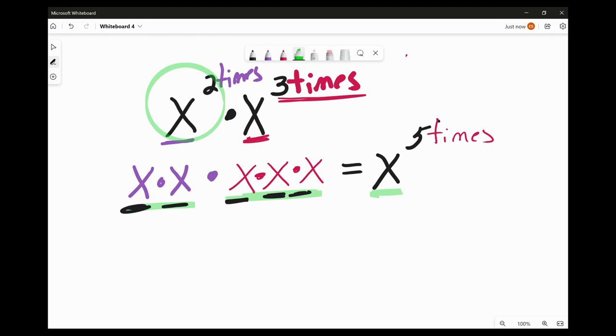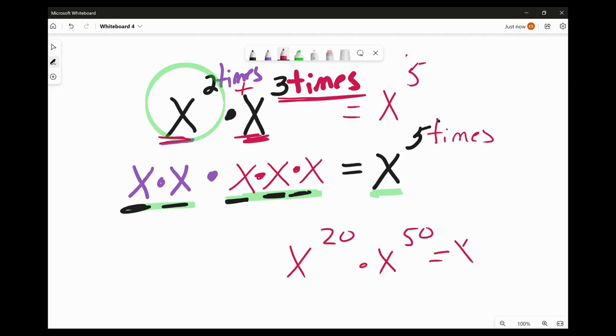Now, if you wanted to, you could follow the rule, and the rule is when you multiply with the same base, all you do is add the exponents. So x to the 5th power. If I had x to the 20th power times x to the 50th power, that would be x to the 70th power, because I would just add the exponents. So when we multiply, I should write the word multiply because it just looks like a variable here. When we multiply, we add the exponents.